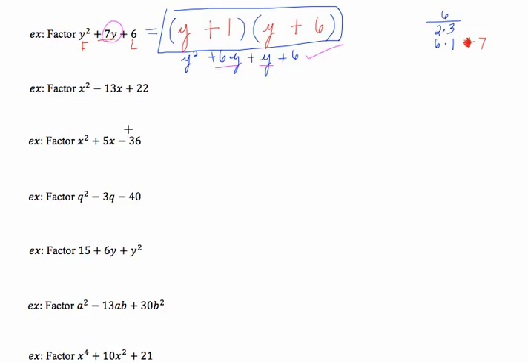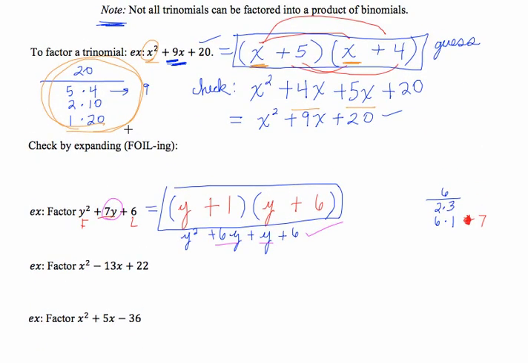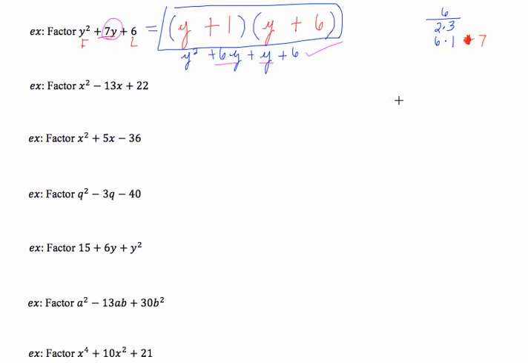All right, so notice on those two examples that we just did, all the numbers on the trinomials are all positive. Each term has positive, positive, positive. Now it's a little bit different when you start involving negatives.